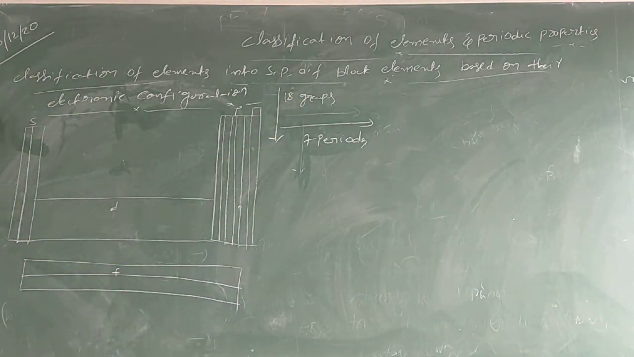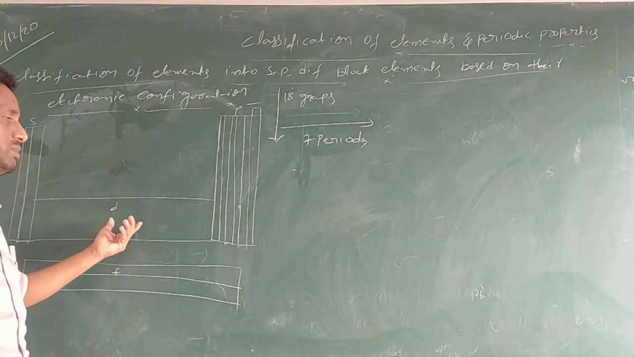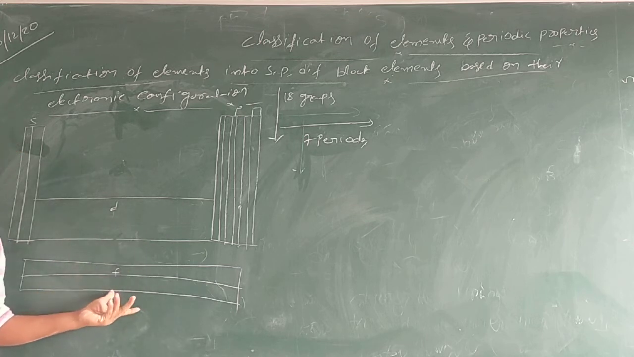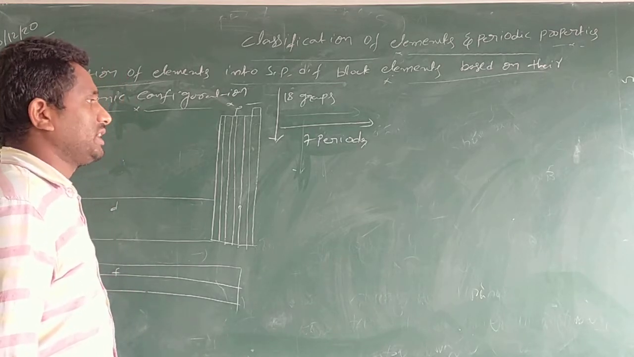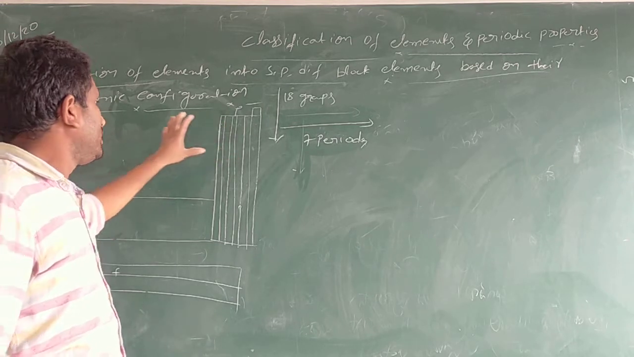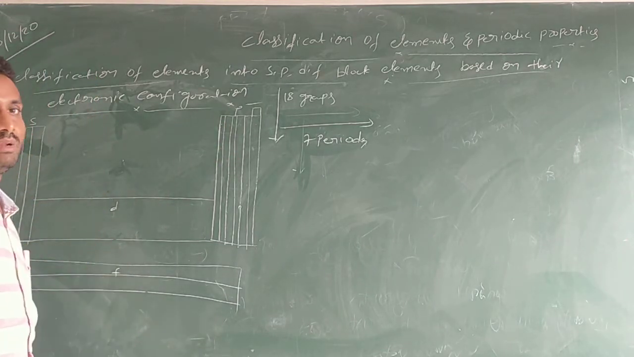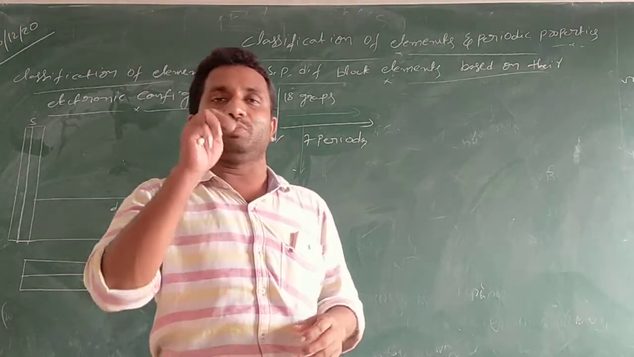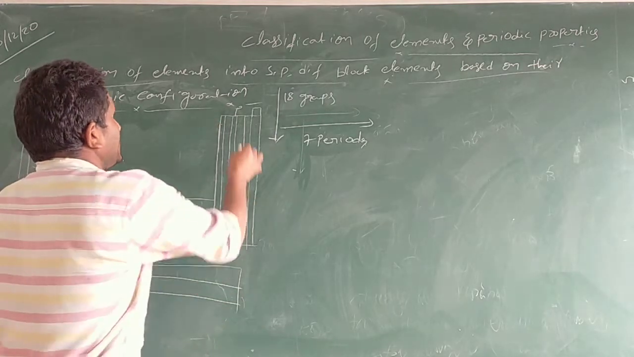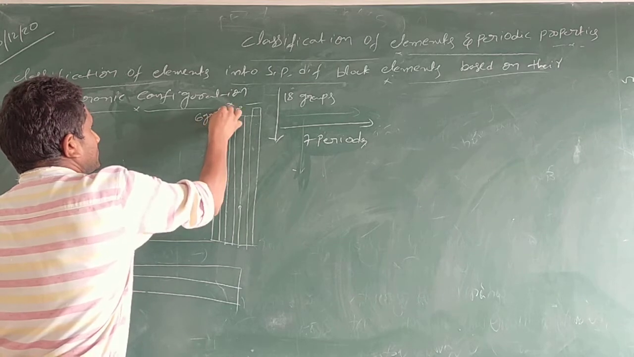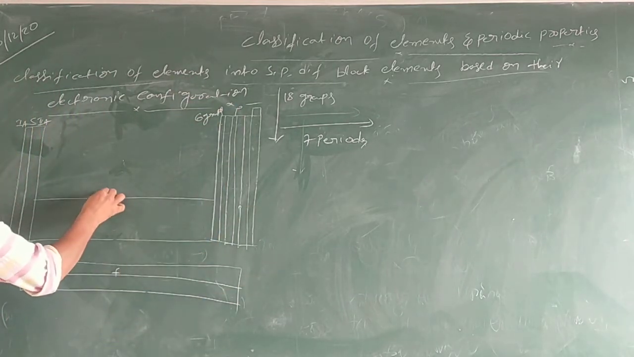So, first of all, we have to discuss which elements belong to S block, P block, D block, and F block. How many groups are present in S block, P block, D block and F block elements? S block contains only 2 groups, first A and second A. P block contains 6 groups. And D block contains 10 groups.